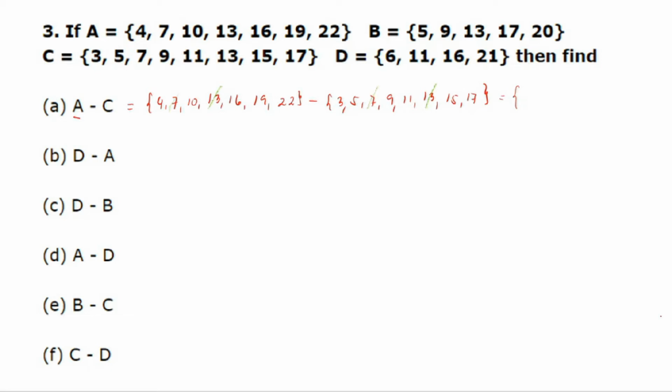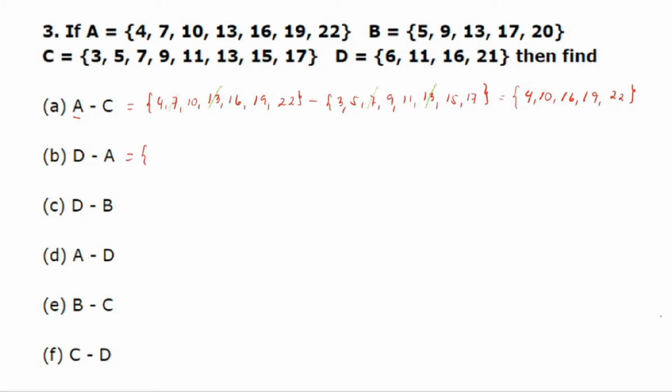So we have A difference C, or sometimes we could say minuend minus subtrahend. So the remaining terms there will be the terms that are not canceled in the set A. So we have now 4, 10, 16, 19, and 22. Okay, that is now for A difference C. What about D difference A?